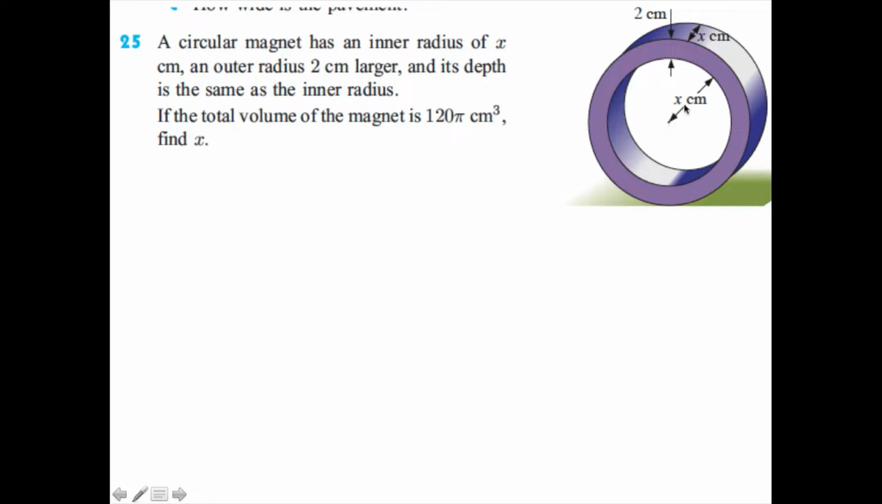So from the center all the way to there would be x plus 2. X plus 2 would be the radius. And it says its depth is the same as the inner radius. This is x. The depth, or when you look at the magnet, how deep it goes back, is also known as the height of x. So x and x. If the total volume of the magnet is 120 pi centimeters cubed, find x. So it gives you the total volume of the magnet, which is just the purple.